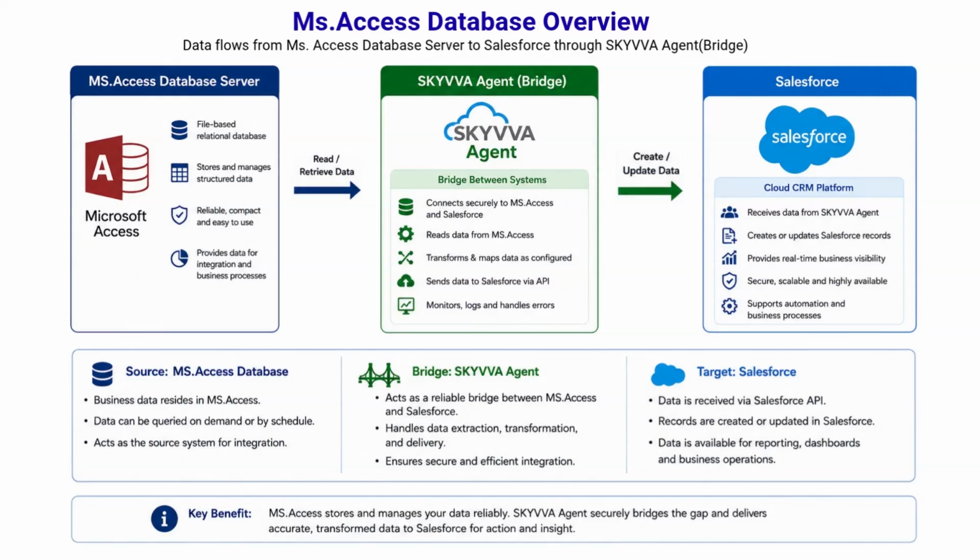The key benefit of this architecture is that it provides a simple, secure, and reliable way to synchronize business data from Microsoft Access to Salesforce. By automating the integration process, organizations can reduce manual data entry, improve data accuracy, and ensure that Salesforce always contains up-to-date business information. This diagram illustrates the two primary integration scenarios supported by the SKYVVA MS Access adapter. The SKYVVA agent acts as the middleware that enables secure bidirectional data synchronization between Microsoft Access and Salesforce.